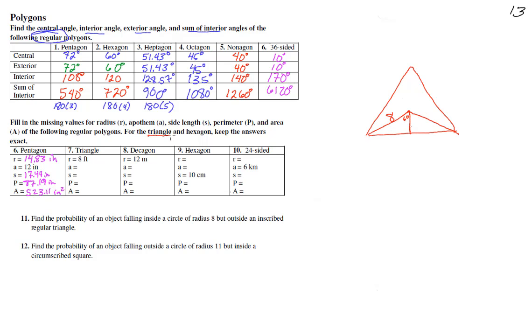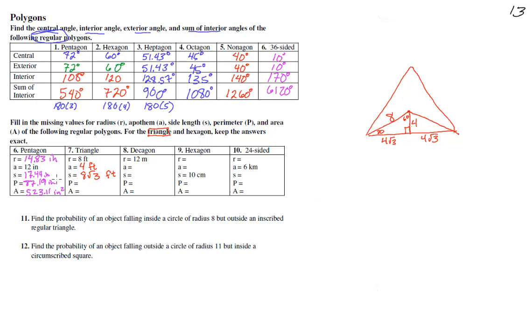See, and notice it says this, for the triangle and the hexagon, keep the answers exact. And this is why they wanted it exact, is we know a 30, 60, 90 triangle. The hypotenuse is double the short side. So this short side's a 4. So that apothem is 4 feet. Now the side length, let me see, this 30, 60, 90 pattern is a 4 square roots of 3. So then this side is a 4 square roots of 3. So the side length is 8 square roots of 3 feet.